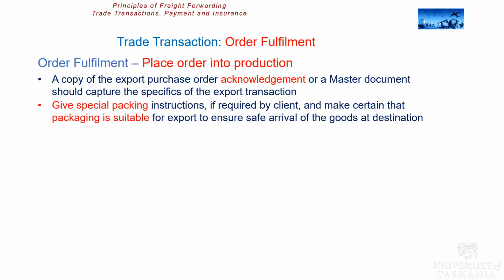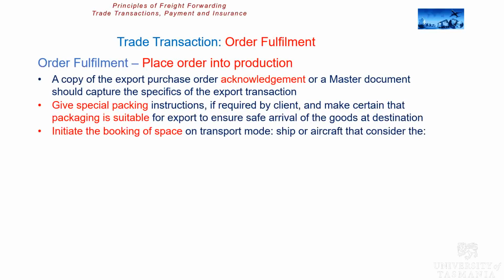So it's going to cover things such as if there's any special packing instructions. Through that negotiation between the buyer and the seller, the buyer might have suggested that they need particular types of packing or packaging. The important thing from their point of view is that the goods arrive safely and in pristine condition.